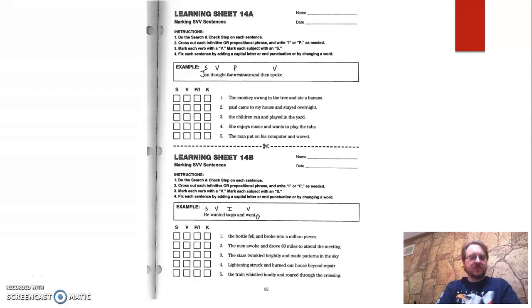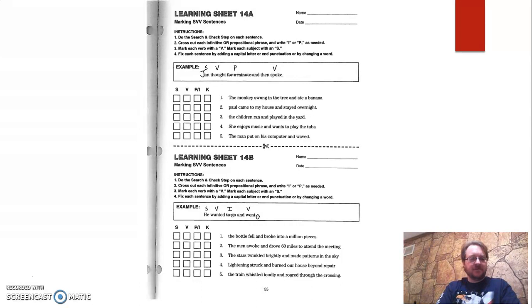And let's see, what do we need to do next? We need to see if there's an action or linking verb. Right, let's see if there's any action or linking verbs in our sentence. Do you see any action or linking verbs there? Ate and swung. Okay, swung and ate. Let's put a V above each of those so we know that those are the verbs on our sheet. Let's go ahead and write that on your sheet there.